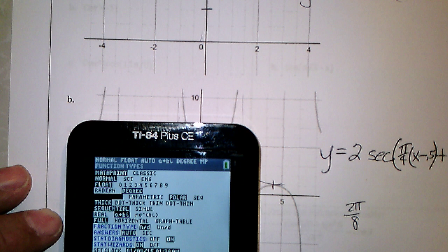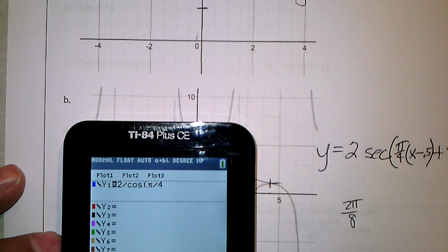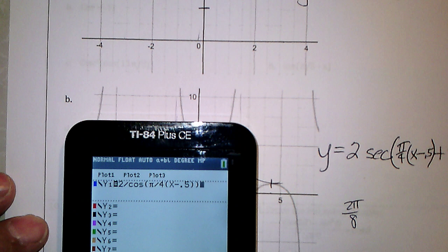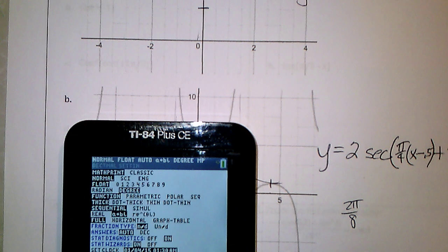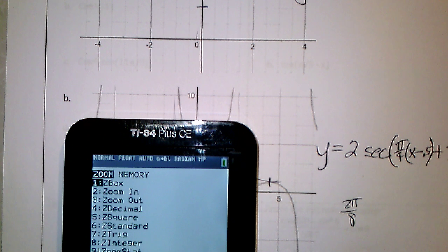So mode, get it out of polar, y equals, clear, put in 2 divided by cosine, pi divided by 4, parenthesis, x minus 0.5, close parenthesis, plus 3. And then in mode we have to be in radians, so that's what we're doing this in, and zoom trig, which is 7.